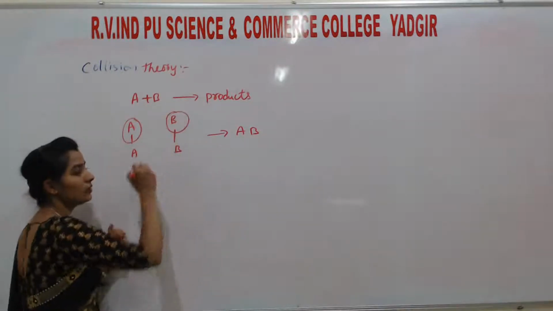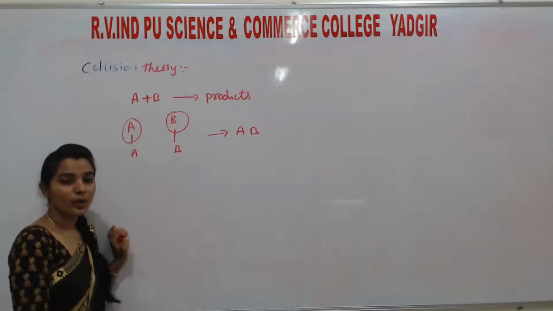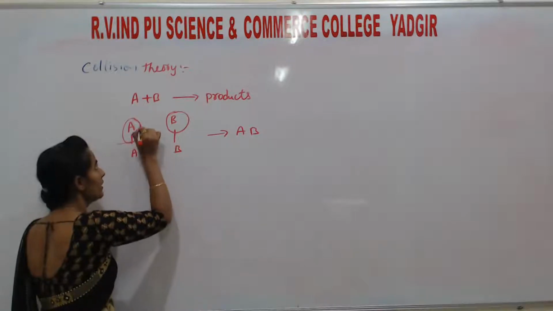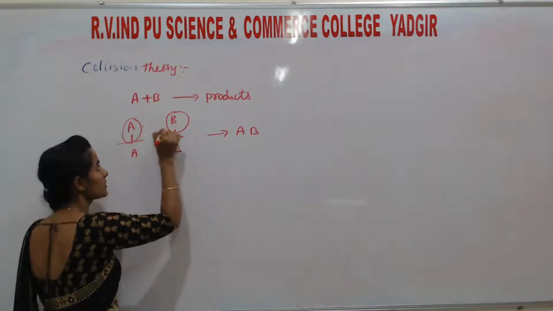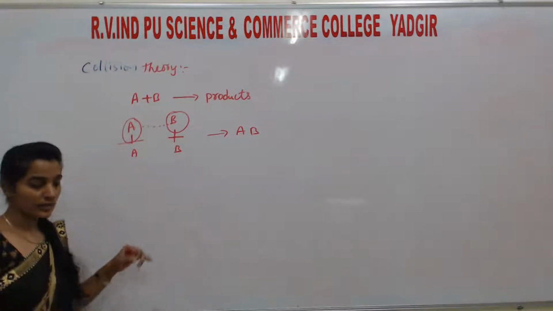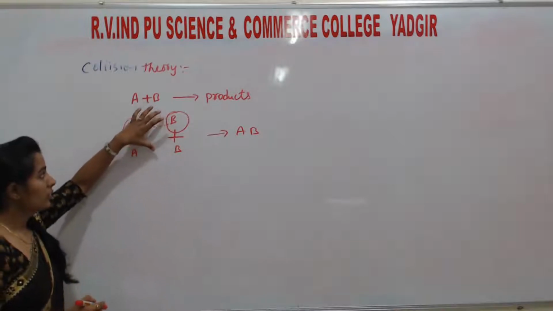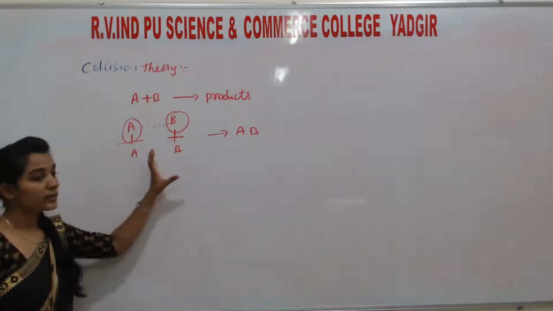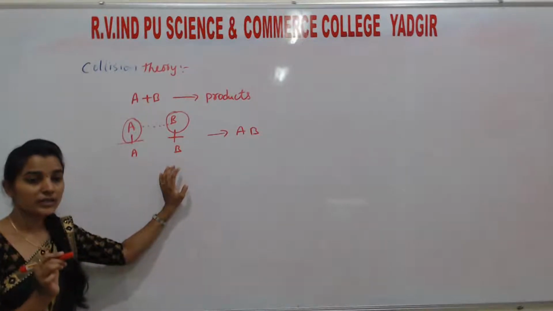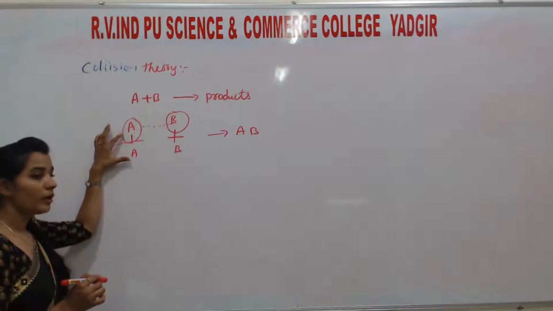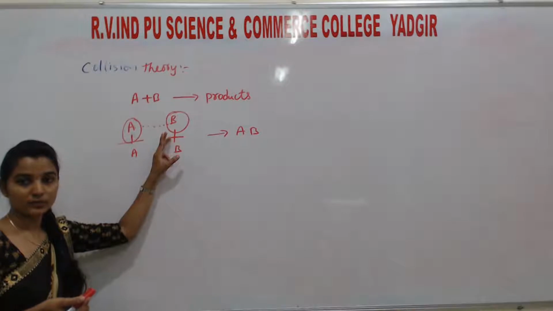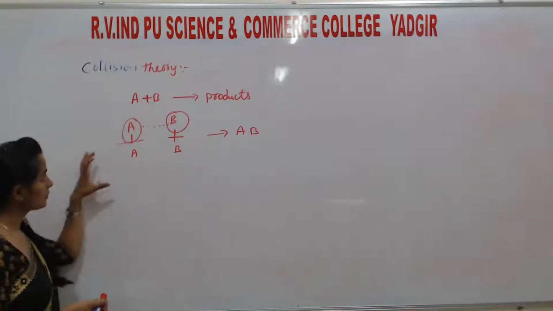The reactant molecules should be oriented in a proper direction in such a way that the bond between A and A breaks, the bond between B and B breaks, and the bond between A and B forms. Understand? So for collision, what is the main condition? These reactant molecules should be oriented in a proper direction. Which direction? The direction in which the bond between the same atoms breaks and the bond between two different atoms forms. Understand? So that is called collision.